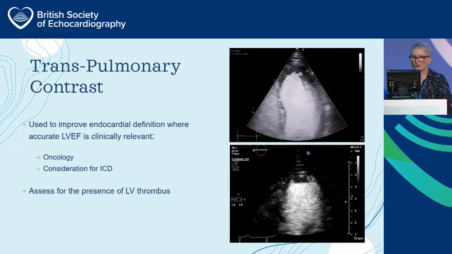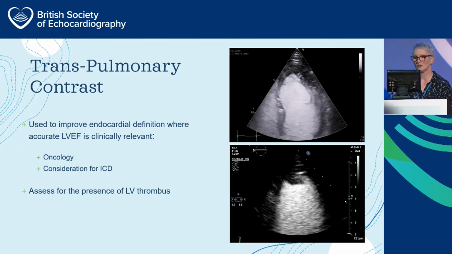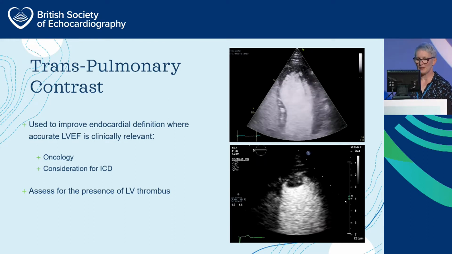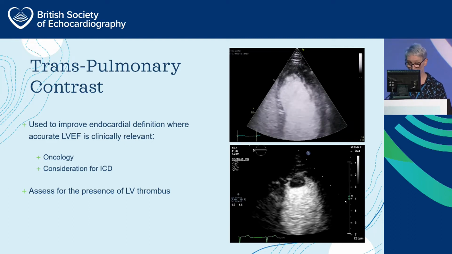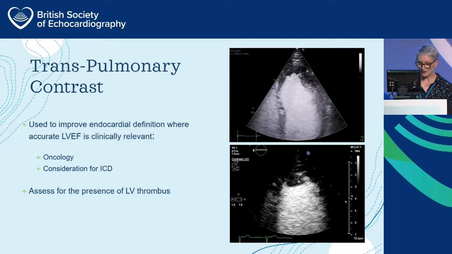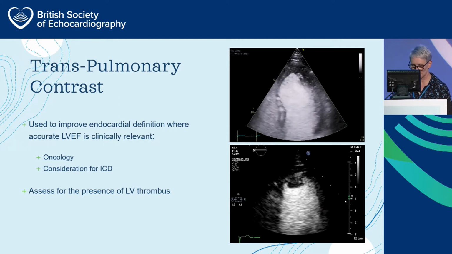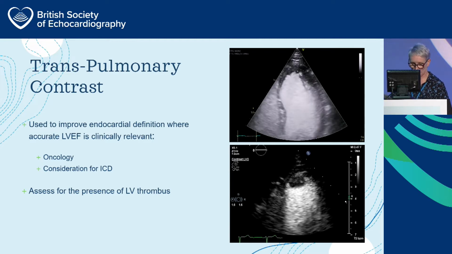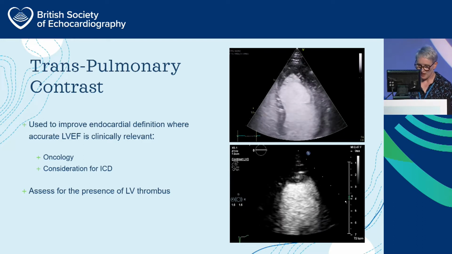So if you can't see the endocardial border particularly well, but your patient is an oncology patient or is a patient being considered for an ICD, then it might be useful to use contrast to help visualize the endocardial border better. So a contrast agent is basically microbubbles with a sulfur gas core and a phospholipid shell, and they're very small, 1 to 4 micrometers across, which means that they're small enough to pass through the pulmonary circulation.